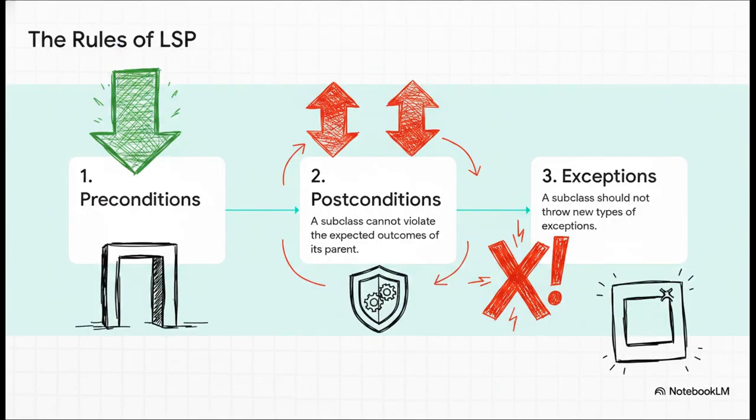And this is basically how we keep that promise. Let's break it down. First, the subclass can't be pickier about its inputs. Second, and this is the one our square violated, it must deliver on all the promises and outcomes of the parent. And third, it can't just start throwing new, unexpected types of errors. It has to honor the contract from top to bottom.